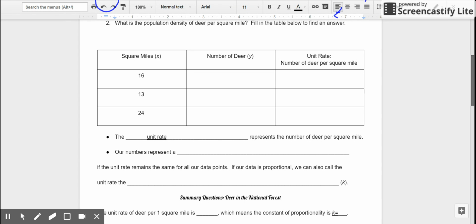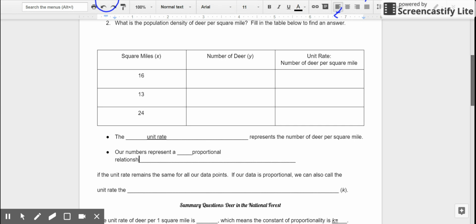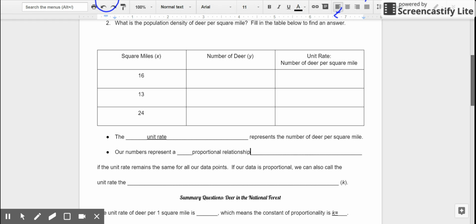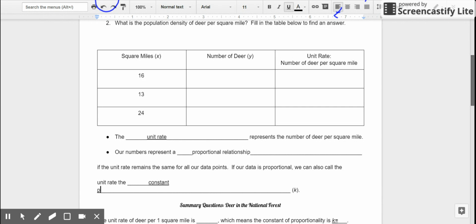The next blank: our numbers represent a blank if the unit rate remains the same for all our data points. If our data is proportional, we can also call the unit rate the blank. So this is new content for 7th grade, right? Our numbers represent a proportional relationship if the unit rate remains the same for all our data points. If our data is proportional, we can also call the unit rate the constant of proportionality.